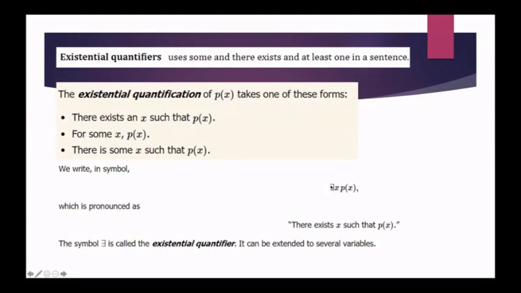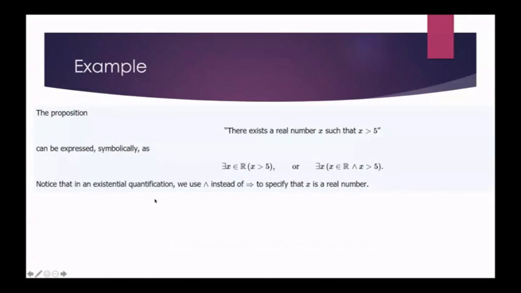So in symbols, we use this, right? There exists. It's like the E, the reverse one. There exists x such that P of x, in statement, but in symbols like this. So we just pronounce it as there exists x such that P of x. This symbol is called the existential quantifier. It can be extended to several variables. Okay, class? So we have an example here: there exists a real number x such that x is greater than 5.